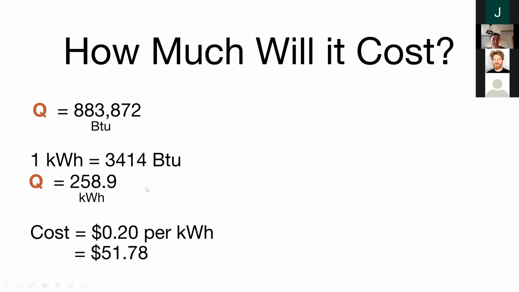So for the cost, we happen to know that a kilowatt hour of energy costs 20 cents, not $20. First we convert our known energy to kilowatt hours. So 1 kilowatt hour equals 3,414 BTU. So going from 883,872 BTU to 258.9 kilowatt hours. And with 20 cents each, that costs $51.78.